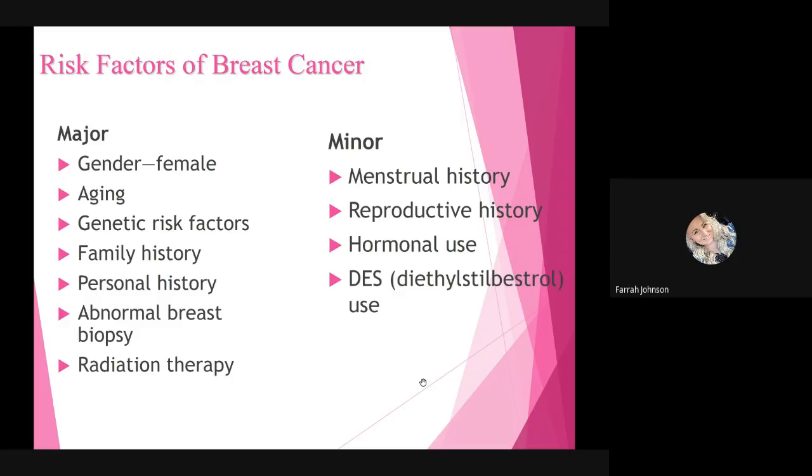Also, personal history of cancer, any type of abnormal breast biopsy, and then radiation therapy has been shown to be a major risk factor. Minor risk factors include menstrual history, so depending on when the patient first started their menstrual cycle. Also, reproductive history, how many children did the patient have, when did they have children, and when did they go through menopause. Hormonal use, birth control, any type of hormone treatment, tamoxifen, anything like that. And then also DES use, diethylstilbestrol use, which we'll talk about more here in a minute.